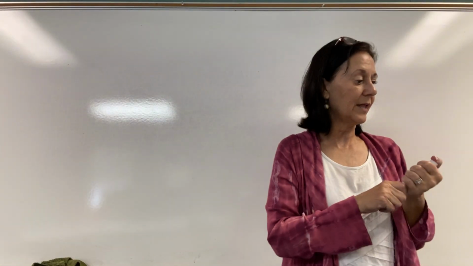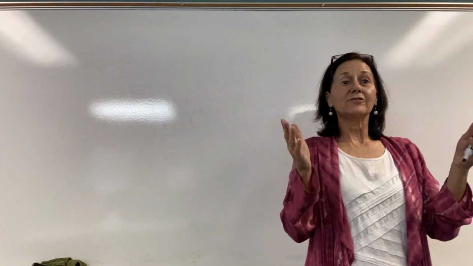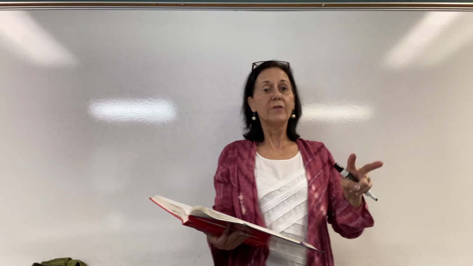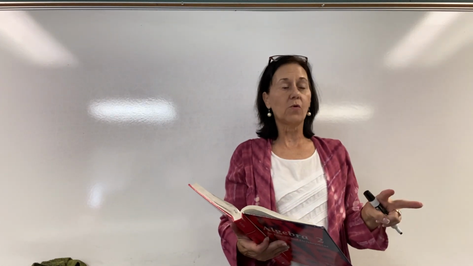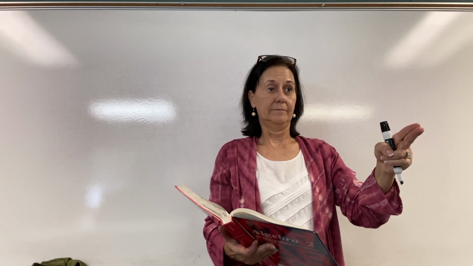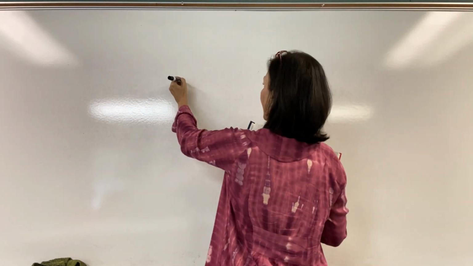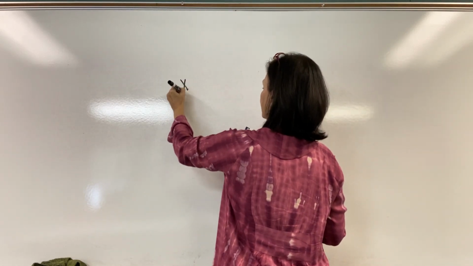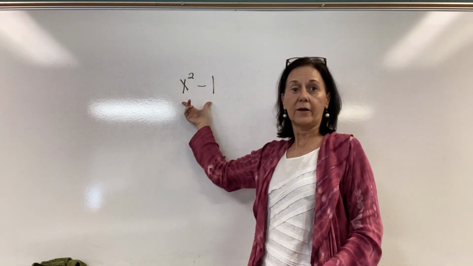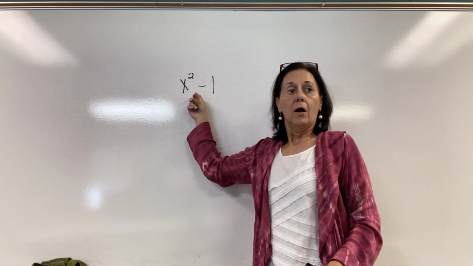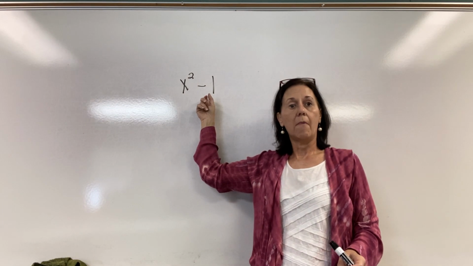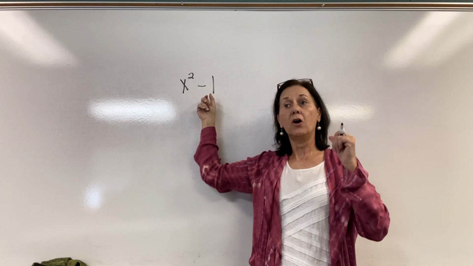Right, this is Saxon Algebra 2, lesson 39. So we factored quadratics. Now we're going to factor two terms, but both of these terms are going to be perfect squares and they're going to be subtracted. All right, so if I have x squared minus 1, both of these are perfect squares and they're subtracted. 100% of the time when I have perfect squares and they are subtracted, my factors are going to be conjugates.